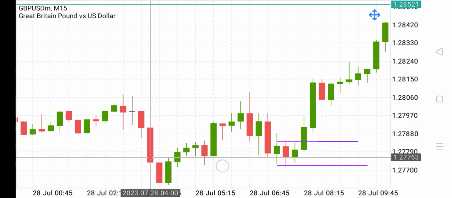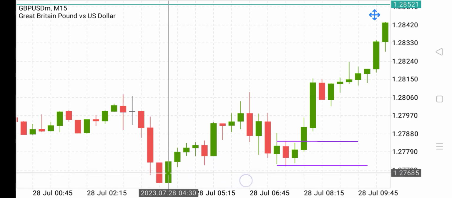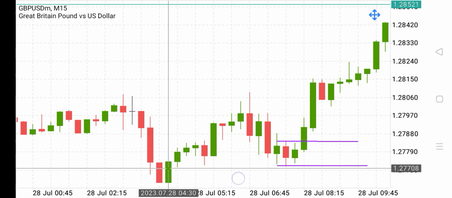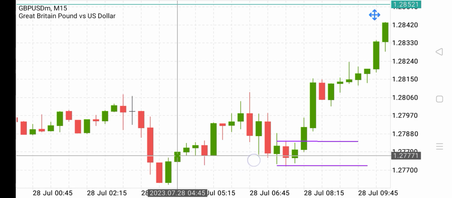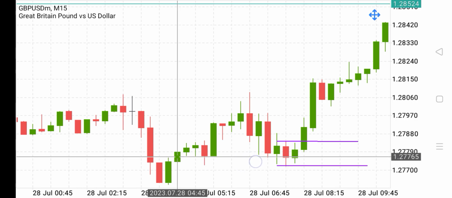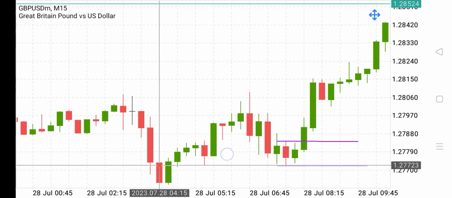So what made us to know that this trade was about to change direction was the formation of the bullish engulfing. Now the engulfing candlestick is a candle whose high and low covers the previous candle's high and low.